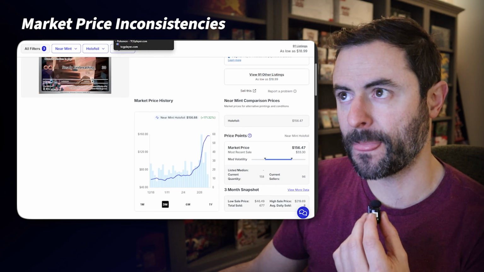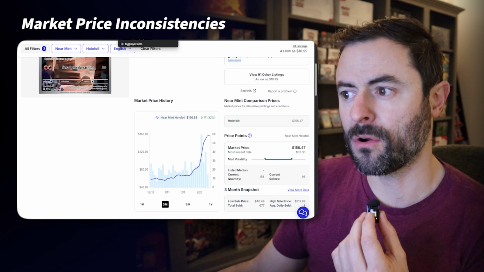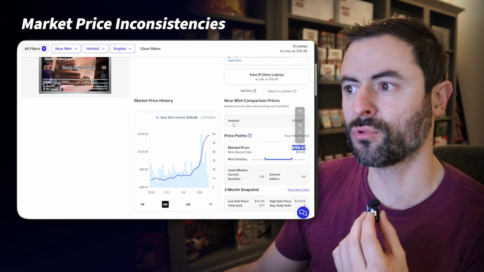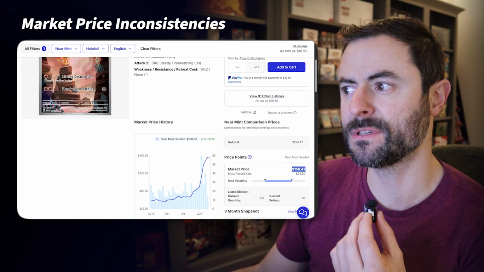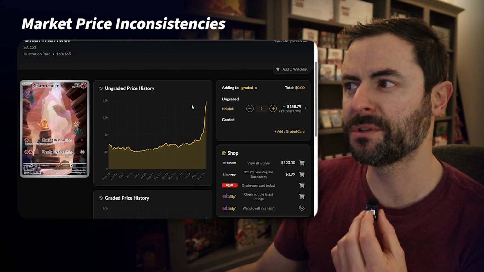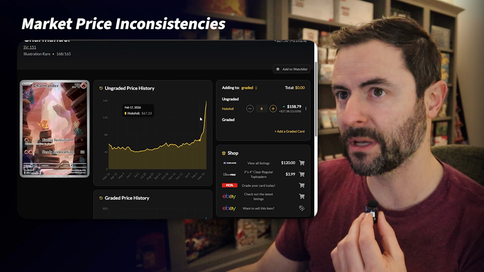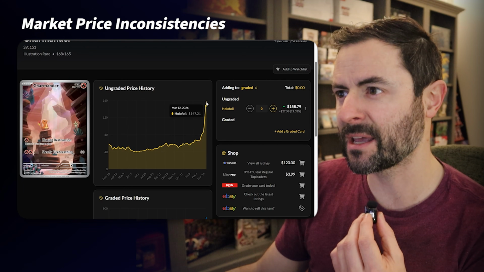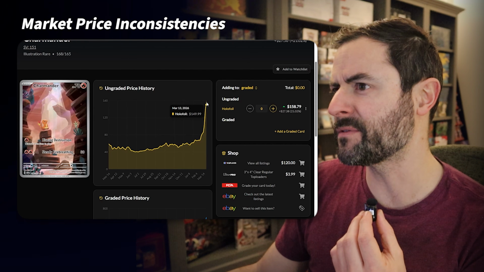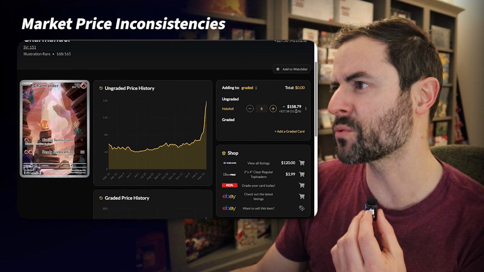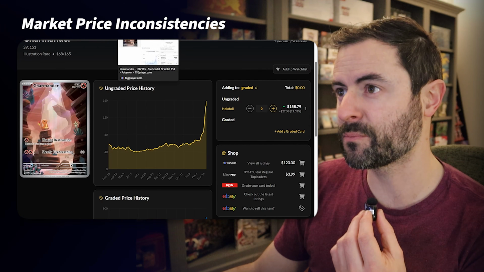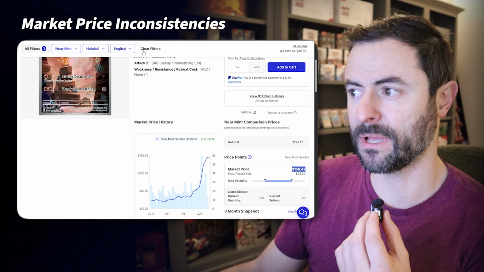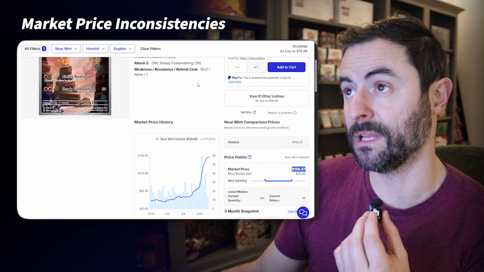So TCG Player, what I'm finding is that these market prices, right now the market price is 156.47. If you go into Collectr, yesterday's price, if you can snag it, maybe not for this card, but it's really close. I've seen this price line up to the penny with the TCG Player price more often than not.